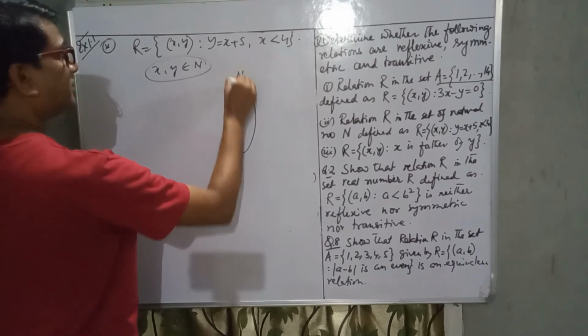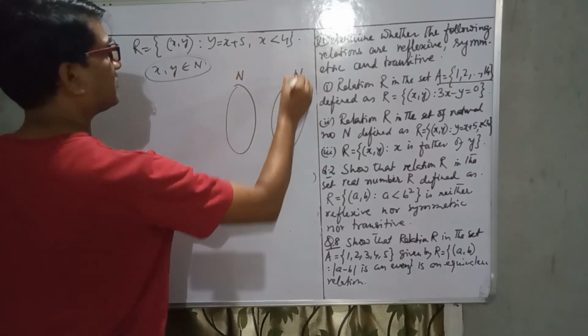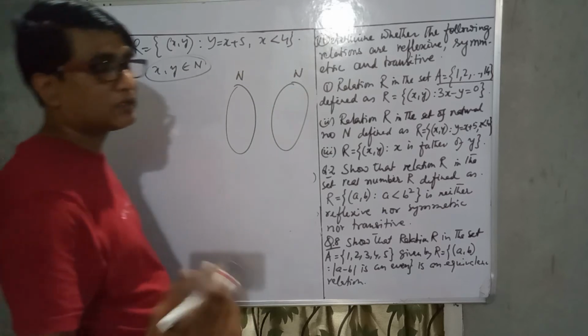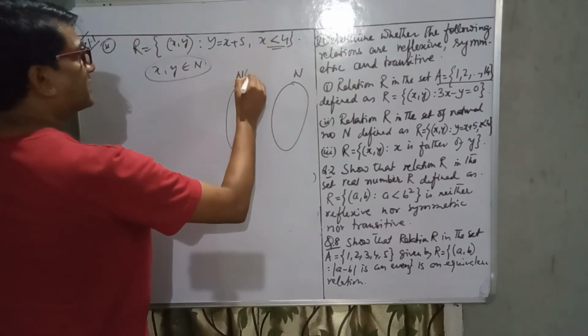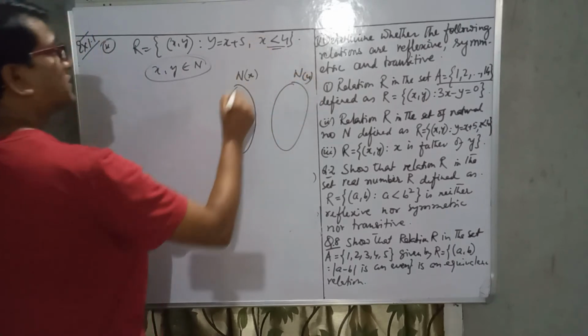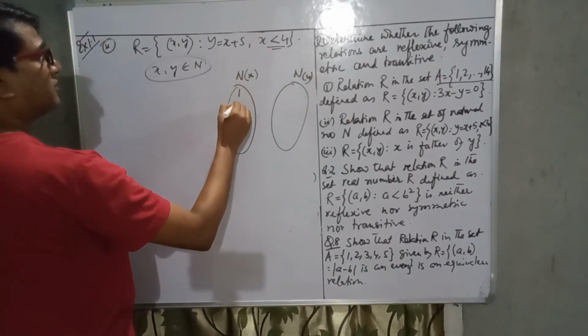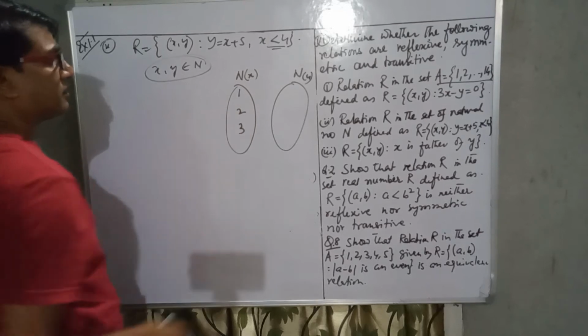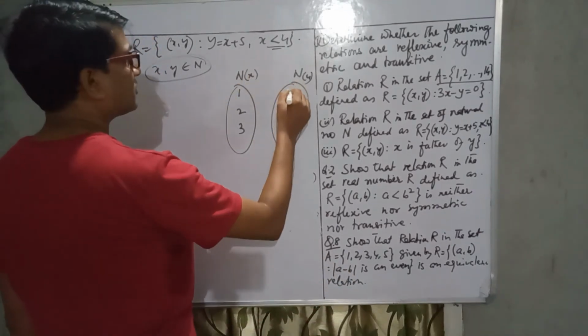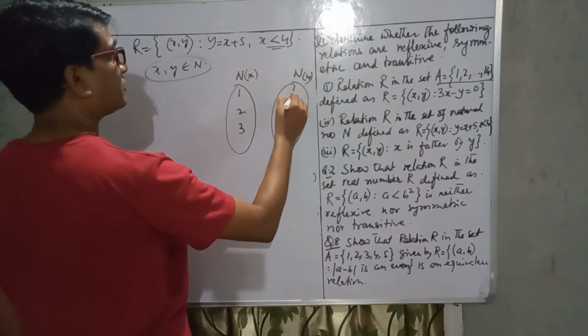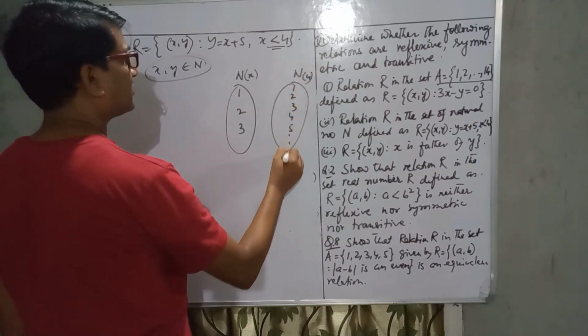This is N. This is also N. Natural numbers start from 1 to infinity. But x is less than 4. This is X, this is Y. X is less than 4, so 1, 2, 3. It will not take more. And Y is also a natural number: 1, 2, 3, 4, 5. In this way it will come.